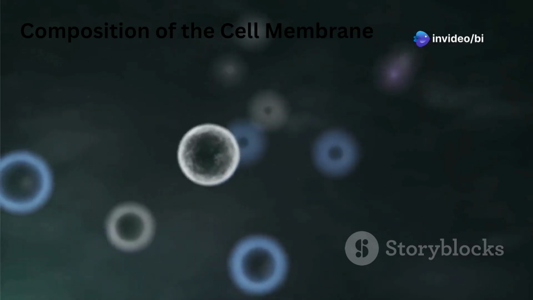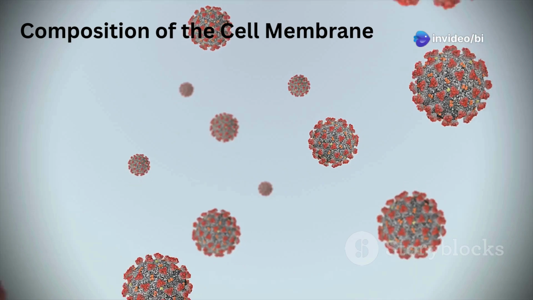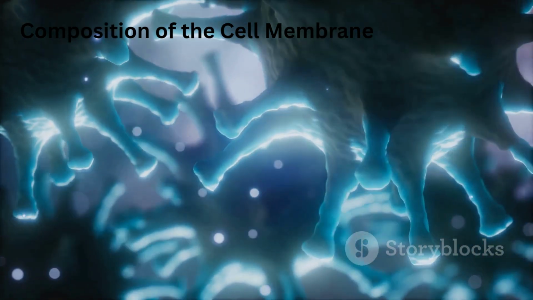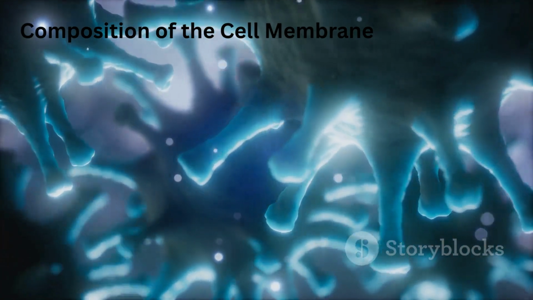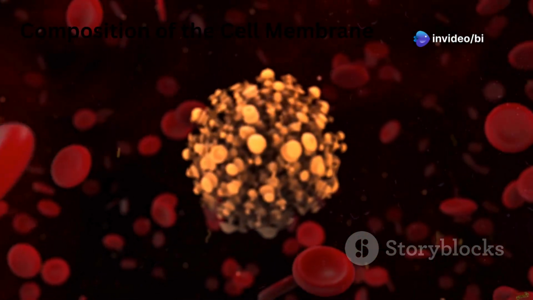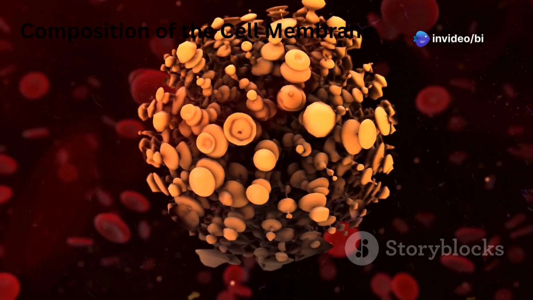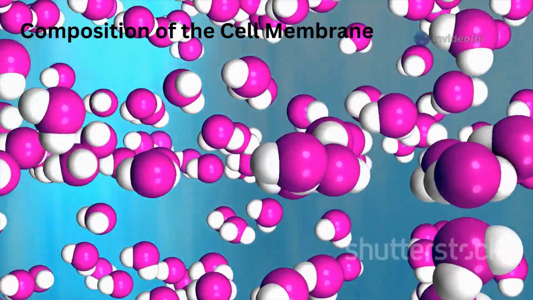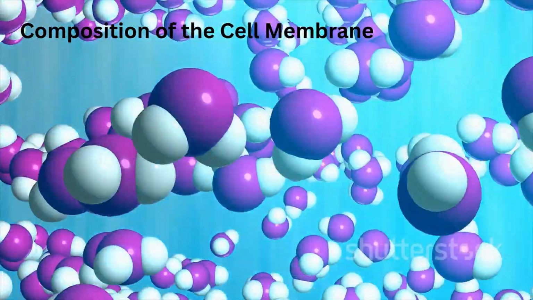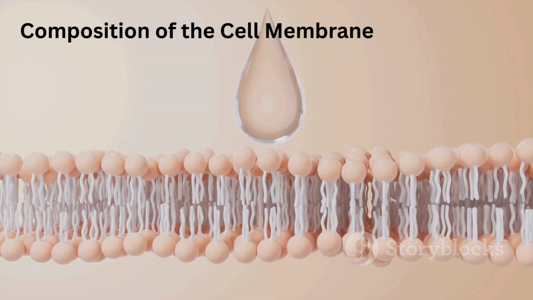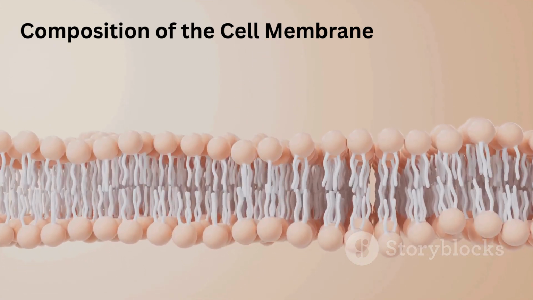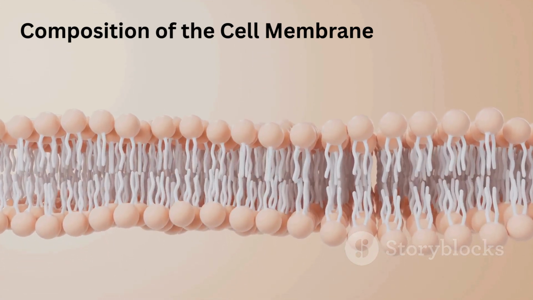Carbohydrates, approximately 1 to 10% by weight. These are usually attached to lipids, forming glycolipids, or proteins, forming glycoproteins, on the extracellular side of the membrane. This carbohydrate layer is called the glycocalyx and is crucial for cell-cell recognition, adhesion, and protection. Water and ions. Water molecules are associated with the hydrophilic heads of phospholipids, and ions can be found adsorbed to the membrane surface due to the negative charge of some phospholipid head groups. Water also fills the pores of some channel proteins.